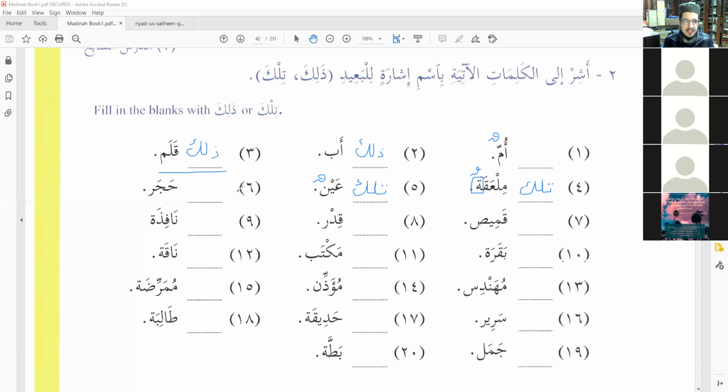Sorry. ذلك حجر. Very good. Yes. Dhalika hajarun is masculine. And you are right that ayn is in the Quran. Ayn has many meanings.